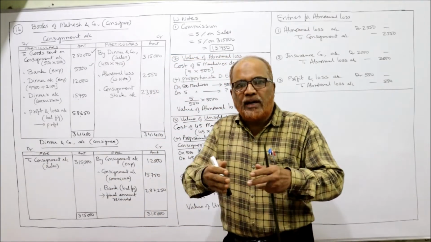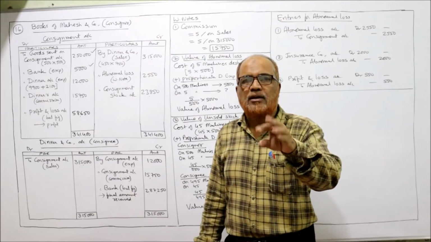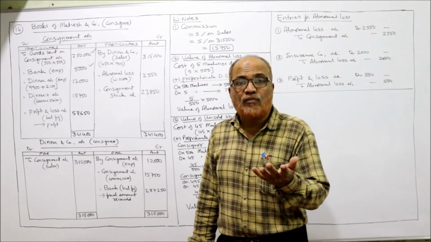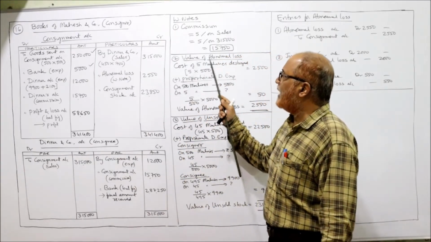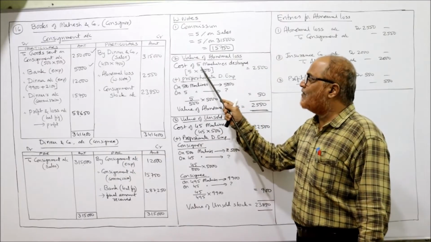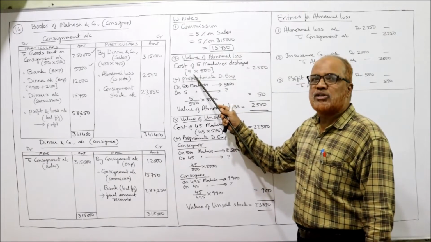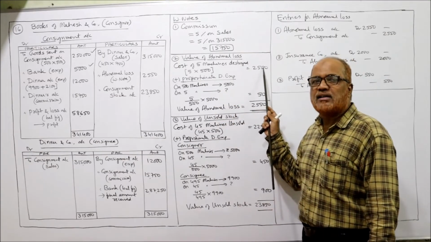Now, during transit, 5 machines were destroyed. It is an abnormal loss. So we have to find out the value of abnormal loss. So come to the working note. Value of abnormal loss. Cost of 5 machines destroyed in transit. So 5 machines into 500 rupees each machine, so 2,500 is the cost.